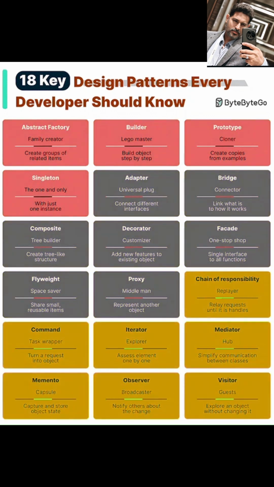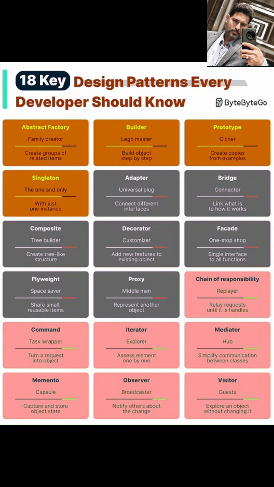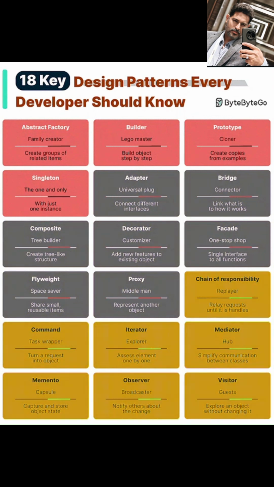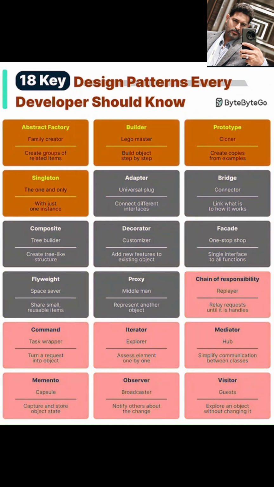Let's jump right in. First up, we have the abstract factory. Think of it as a family creator. This pattern helps you create groups of related objects without needing to specify their exact classes. It's like ordering a set meal where you get a consistent collection of items, but you don't necessarily care about the specific brand of each item.